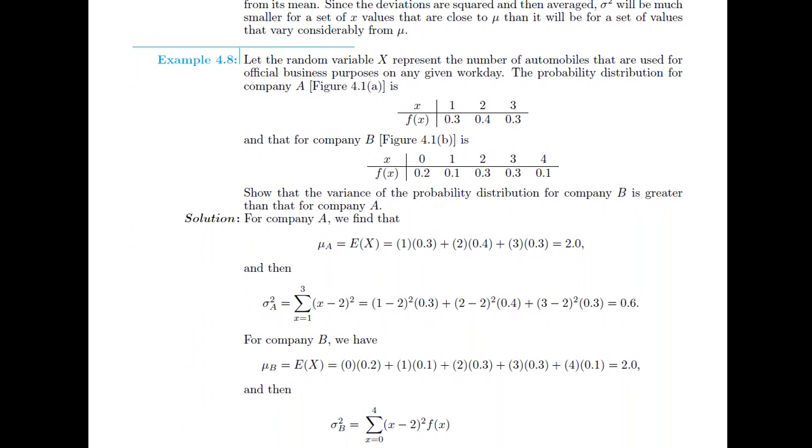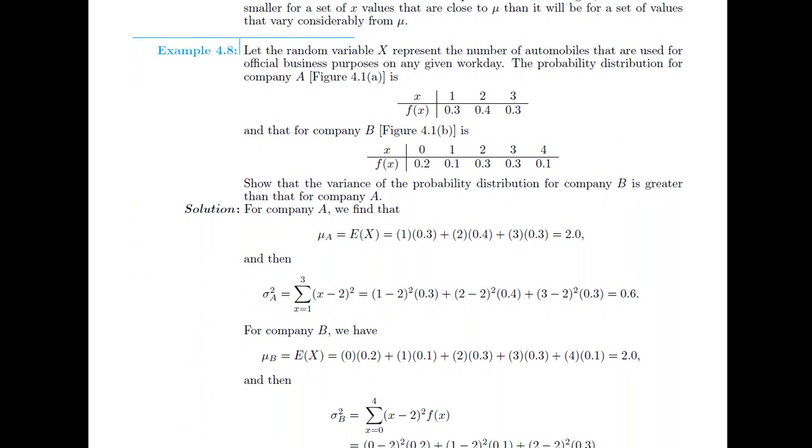For example, let the random variable x represent the number of automobiles that are used for official business purposes on any given work day. The probability distribution for company A in figure 4.1a is as in the following table, and that for company B is as in the following table. Show that the variance of the probability distribution for company B is greater than that for company A.